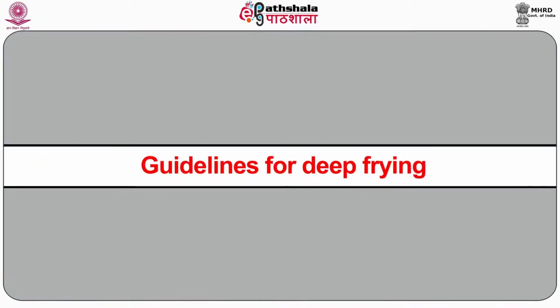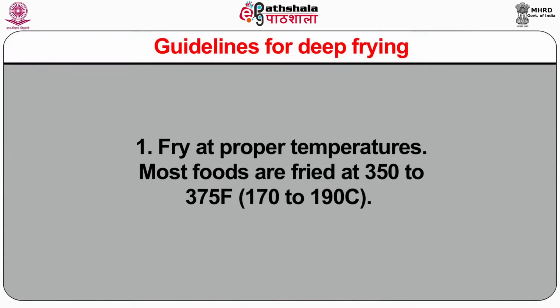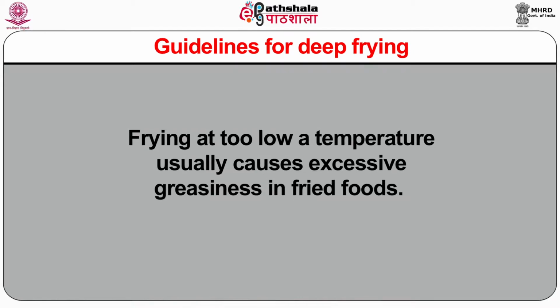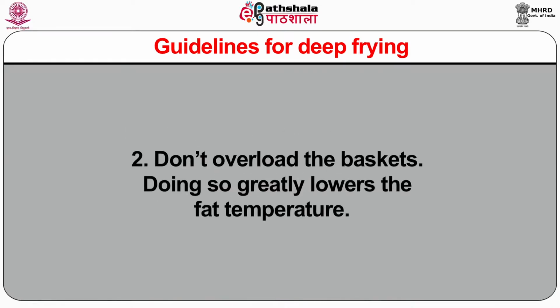Guidelines for deep frying. Fry at proper temperatures. Most foods are fried at 350 to 375 degrees Fahrenheit, 170 to 190 degrees Celsius. Frying at too low a temperature usually causes excessive greasiness in fried foods. Don't overload the baskets. Doing so greatly lowers the fat temperature.